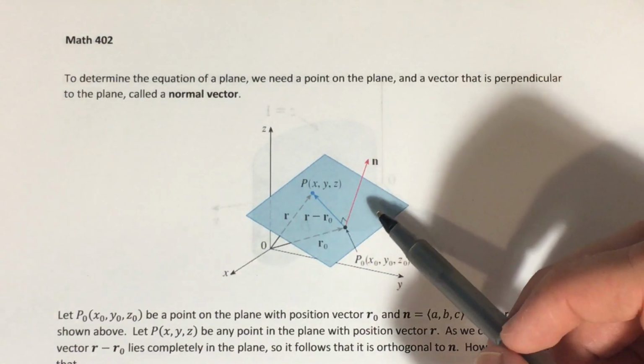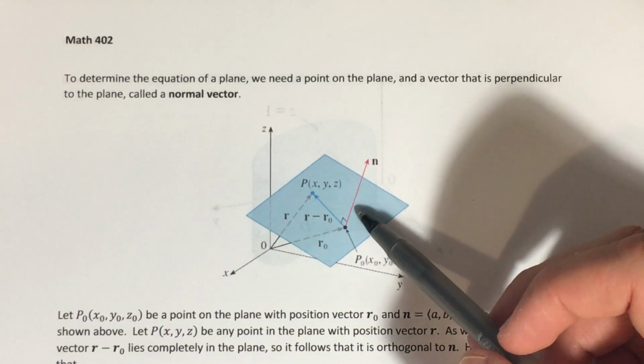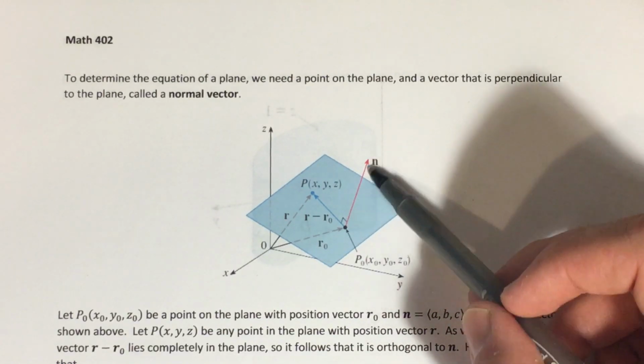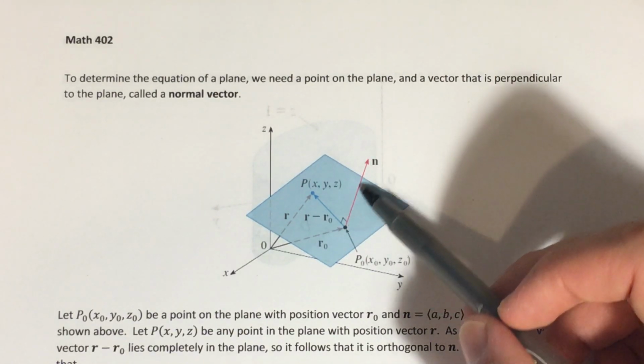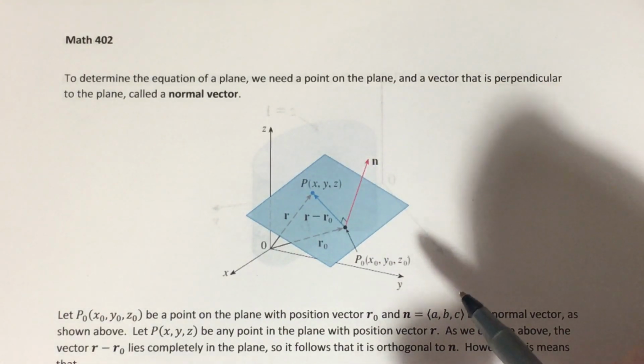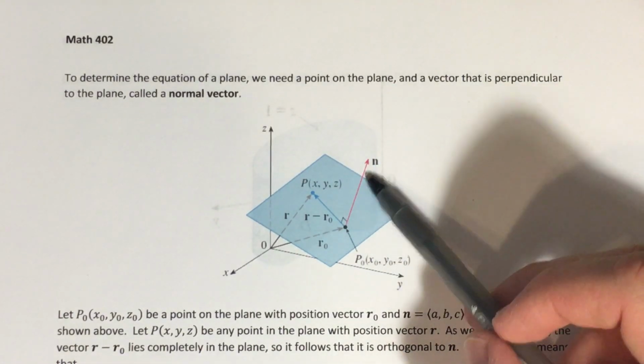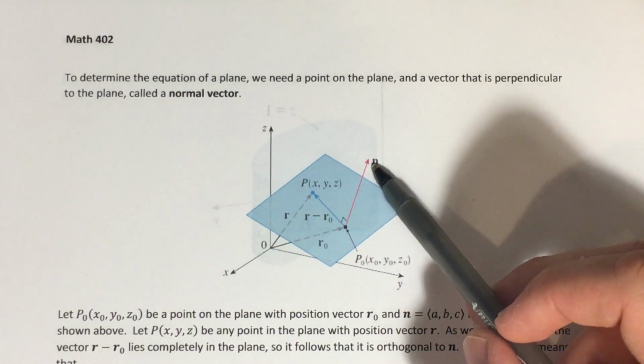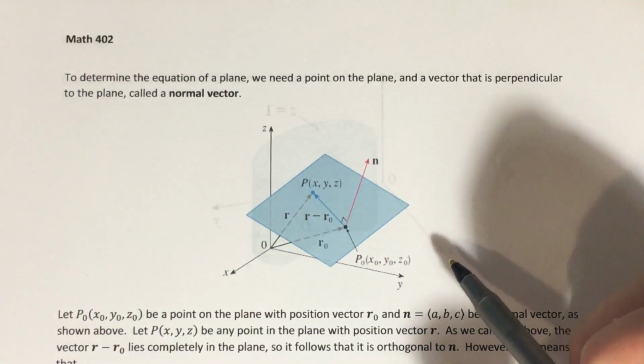However, what resolves that issue is if we have a vector that's not contained in the plane but is orthogonal or perpendicular to the plane. That's what this red vector right here is doing. We call a vector that's orthogonal or perpendicular to a plane a normal vector for that plane, and we usually use a lowercase bold n to indicate that.